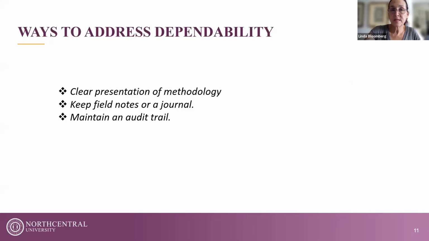So ways to address dependability means that you need to be very, very clear in the way that you present the entire methodology of your study. How did you gather a sample? What were your criteria for selecting that particular sample? Remember, in qualitative research, you're not using random sampling, you're using purposeful sampling, which means that you as the researcher are making specific decisions about who to include in your study and who to exclude. And that's a huge criticism of qualitative research, because it can be a limitation, but not if you do it systematically according to qualitative research principles.